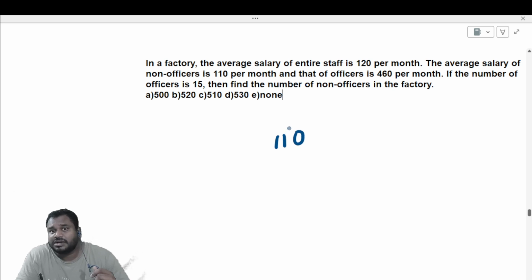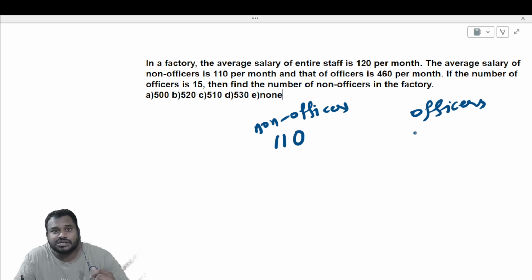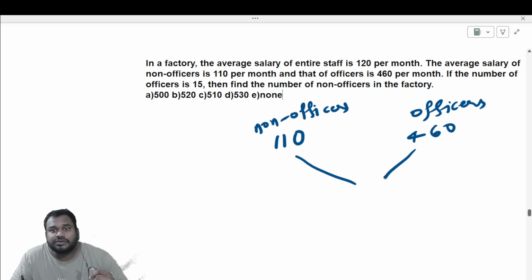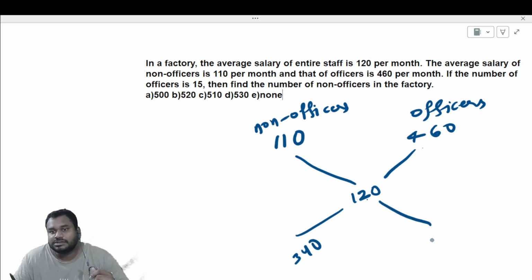See, how many officers are there? The average salary of non-officers is 110. This is non-officers. This is officers, 460. So in the office, if I mix them, the average of officers and non-officers is 120. So 460 minus 120, 340, and 120 then. See, you have to do like this.